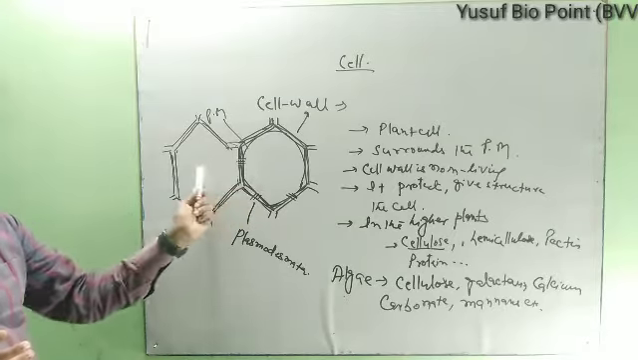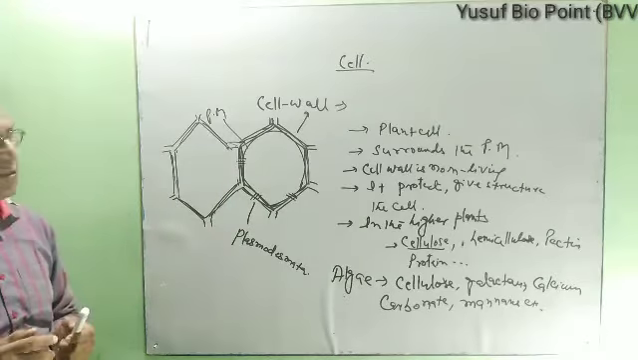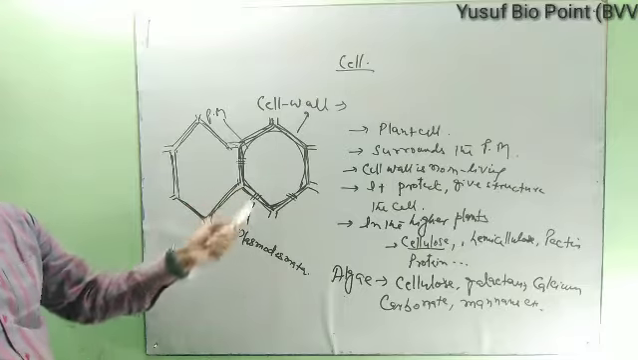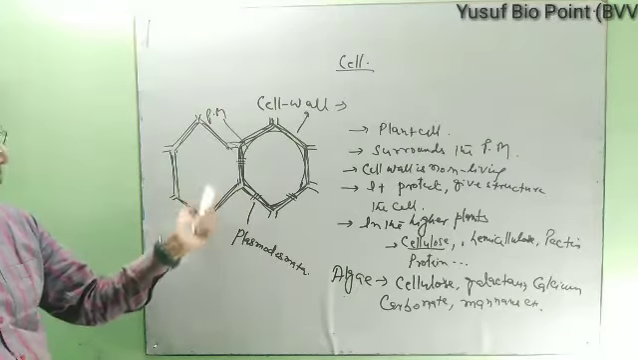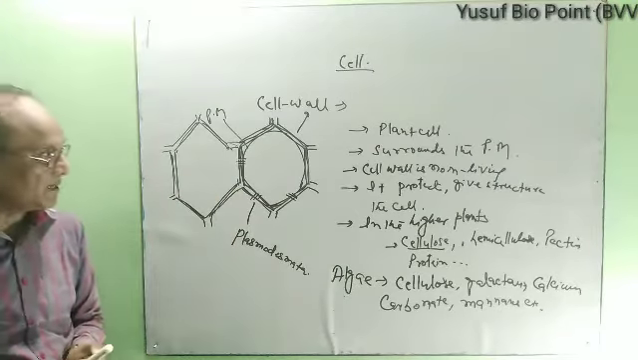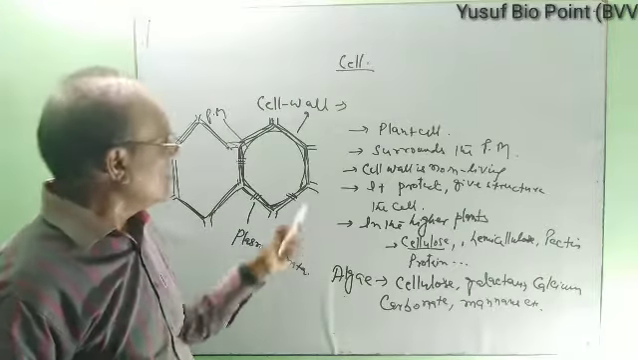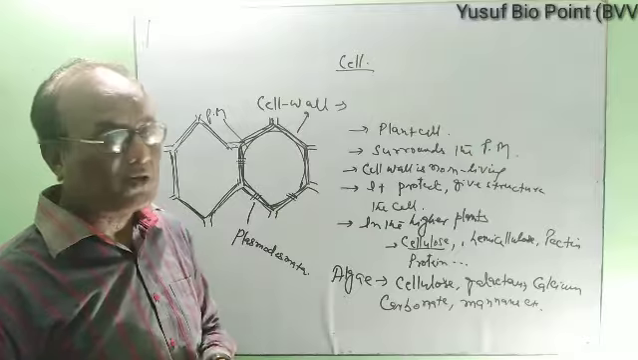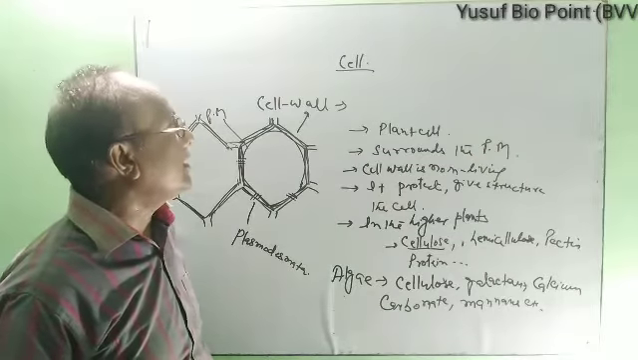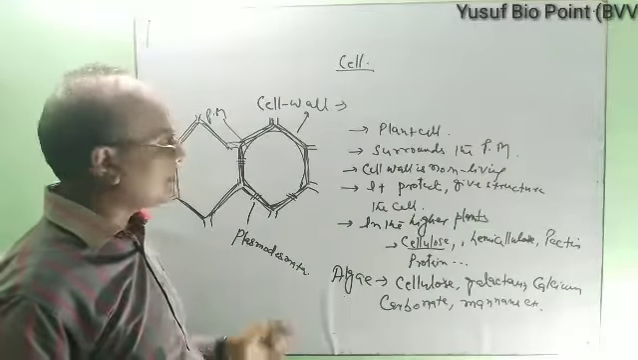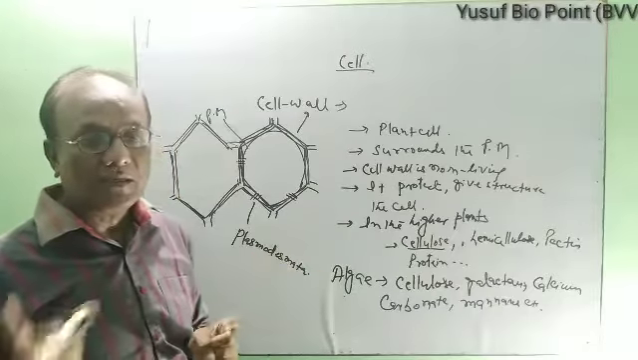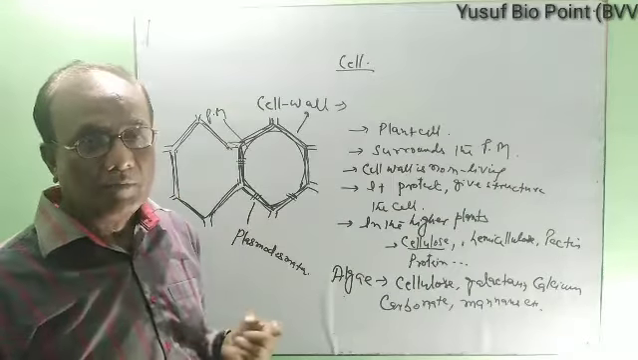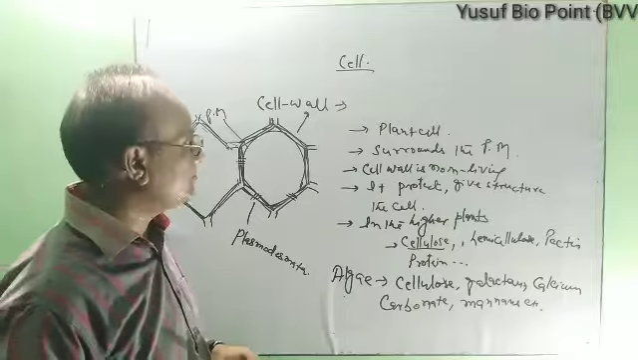So the cytoplasm of cells are connected to each other by means of plasmodesmata. Because it is a non-living and somewhat hard structure, it protects the cells, it gives structure to the cells, and is also helpful in the interconnections between the cells.